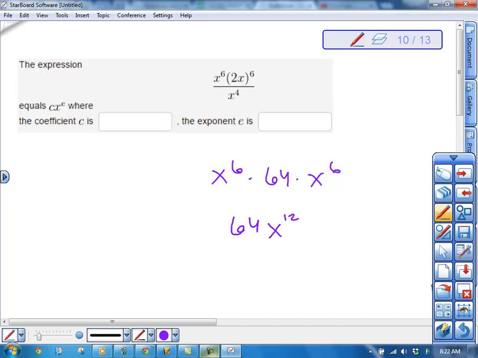When you multiply like bases, you add the exponents. So these can be added together. Multiplication, the order doesn't matter. So I just multiply this times this, divided by x to the fourth. Now, when you divide like bases, you subtract the exponents. So it's 64 x to the eighth. So c is 64 and e is 8.